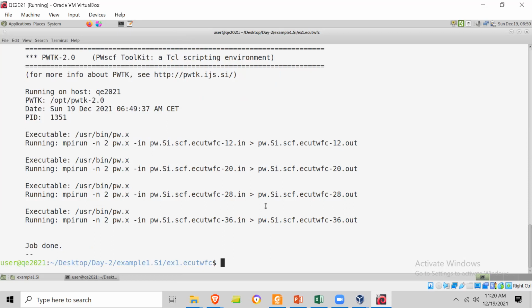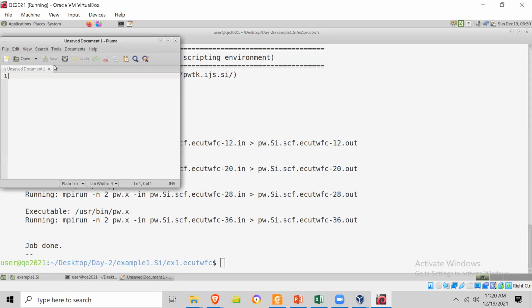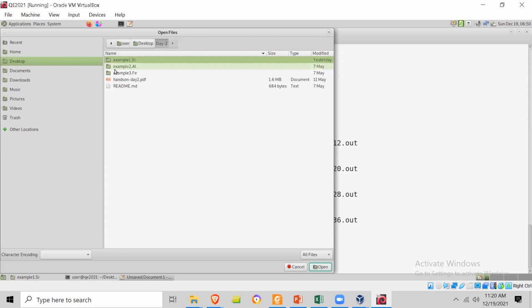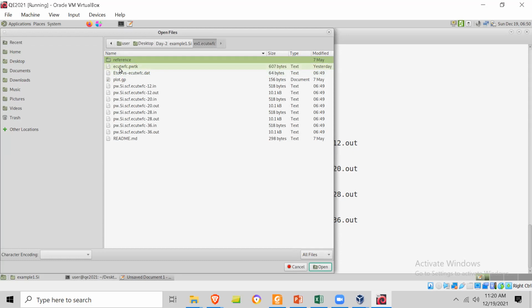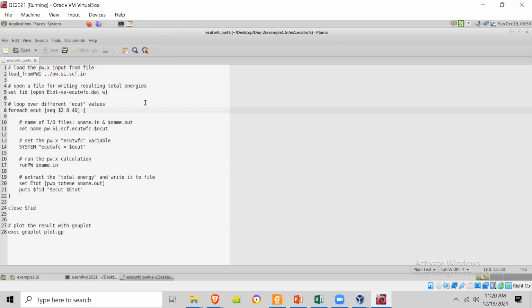So let me go to the nano editor, or you can also choose this one. There's an editor here, Pluma. With the Pluma editor, you can open a file. You have to navigate to the desktop, day two, example one, silicon, ECAT-FC, ECAT-WFC, and then PWTQ. And so that is your file. So let's say I don't want only 40, I want to go to 50, right?